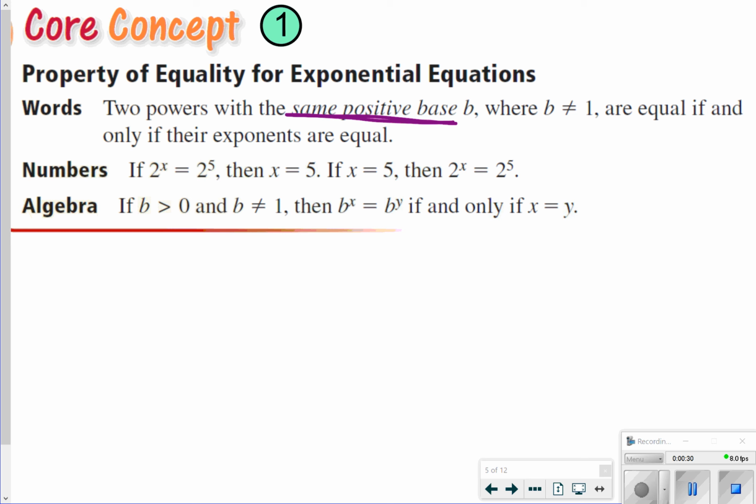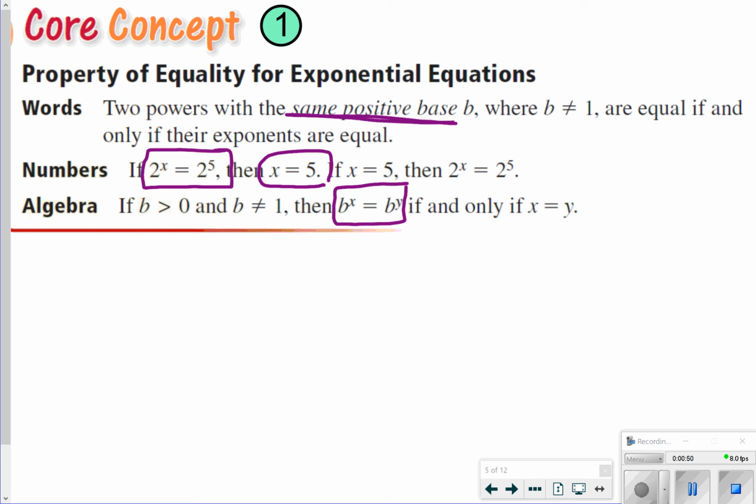So this is a pretty easy example. If you have the example 2 to the x power is equal to 2 to the 5th power, then that means x is equal to 5. And if x is equal to 5, then 2 to the x is equal to 2 to the 5th. Same thing is true for here.